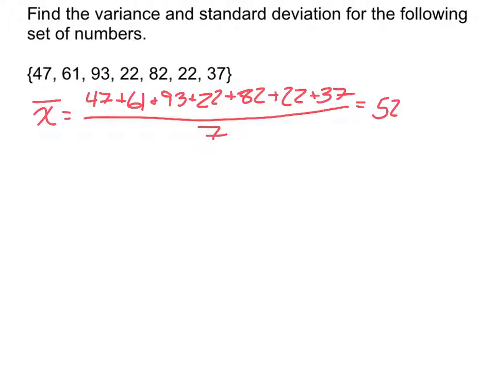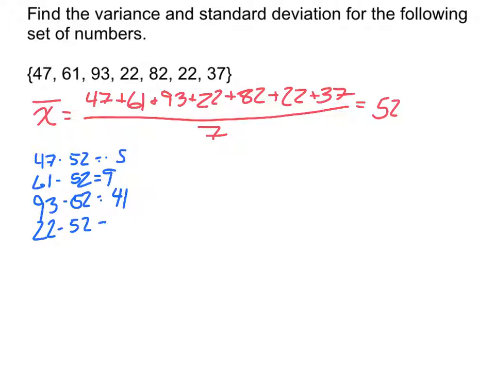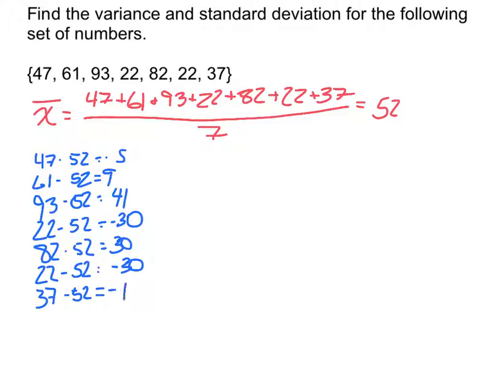Next, we find the difference between all of these and the number 52, our mean. So 47 minus 52 gives me negative 5. 61 minus 52 is 9. 93 minus 52 is 41. We have 22 minus 52, which is negative 30. 82 minus 52, positive 30. 22 again, minus 52, still negative 30. And then 37 minus 52, which is negative 15.